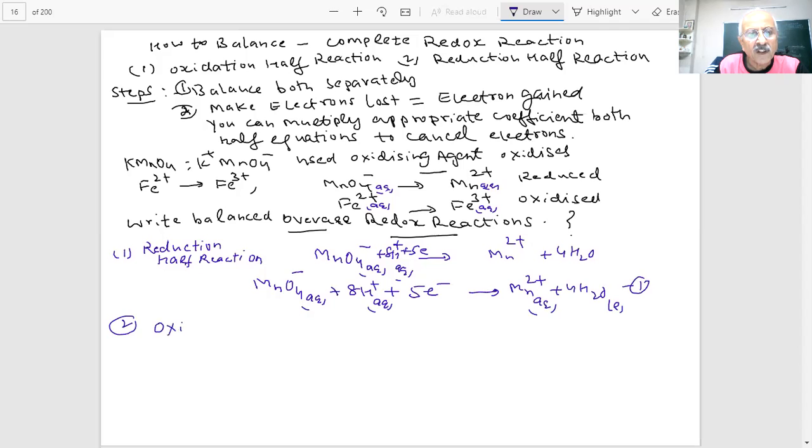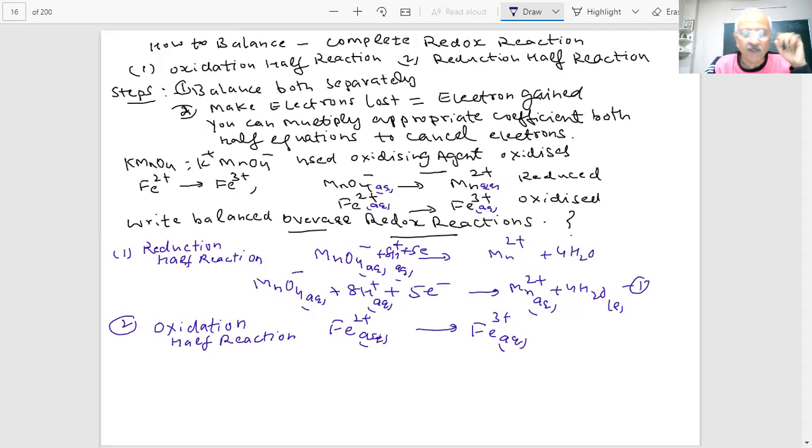The second half reaction is the oxidation half reaction. Which one is that? Ferrous Fe2 plus aqueous gives Fe3 plus aqueous. Okay? Yes, sir. You have to balance the atoms and charges. How many atoms? One, no problem.